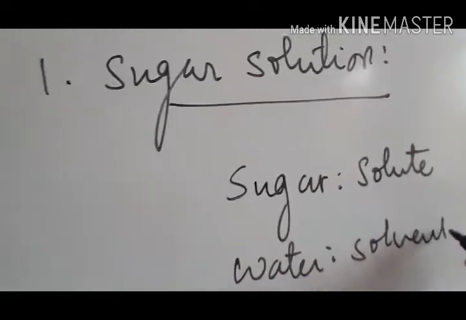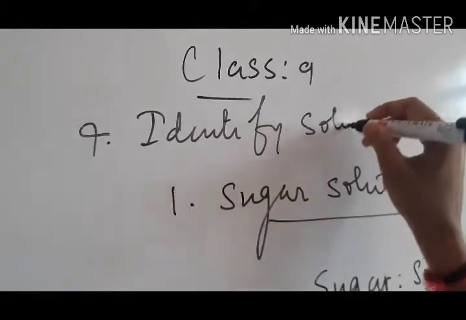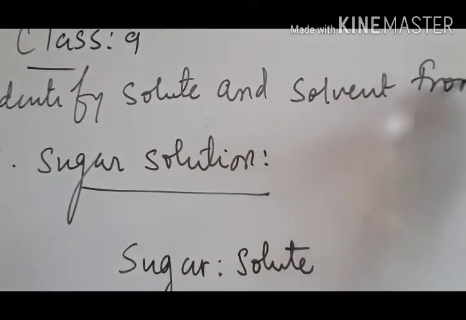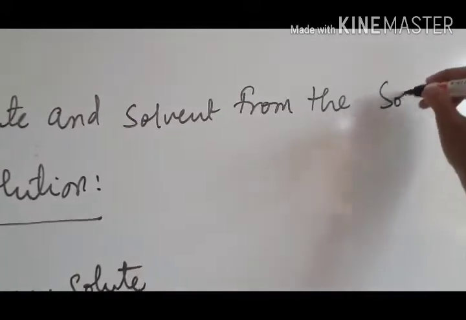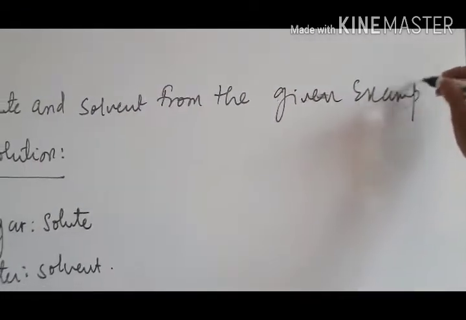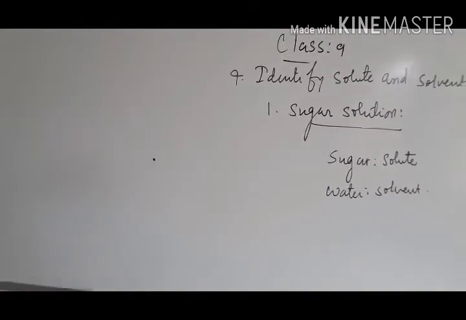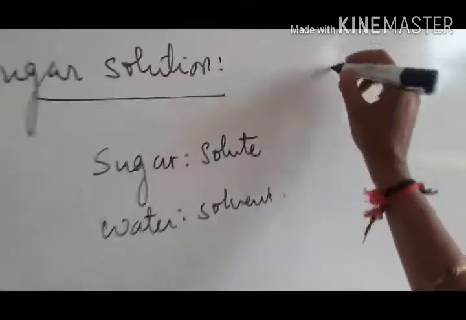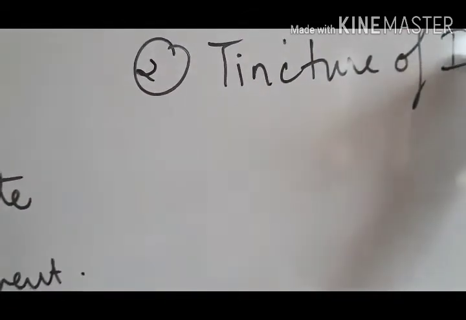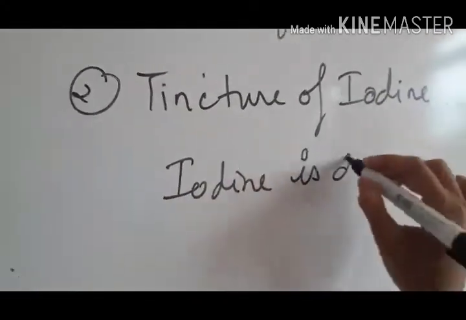So what is the question that arises? Question number 4: identify solute and solvent from the given example. So in question number 4, you can see that we have to find out the solute and solvent. Very first is sugar solution. Now second is tincture of iodine, that is nothing but iodine dissolved in alcohol.